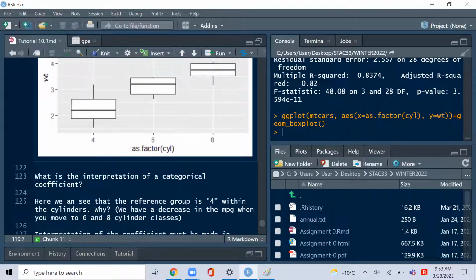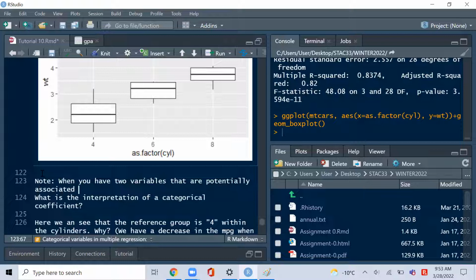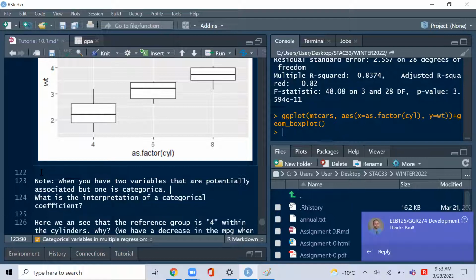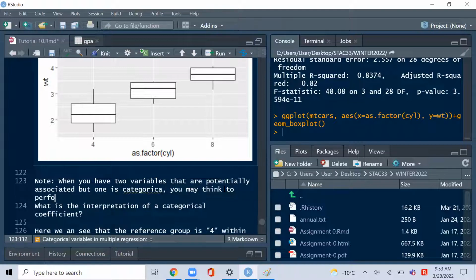Technically speaking, I'll just put as a note here, when you have two variables that are potentially associated, where one is categorical, you may think to perform a chi-square test of independence.